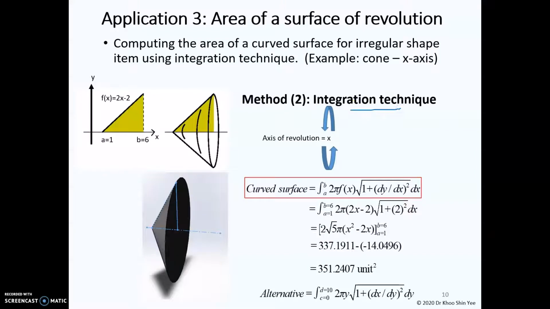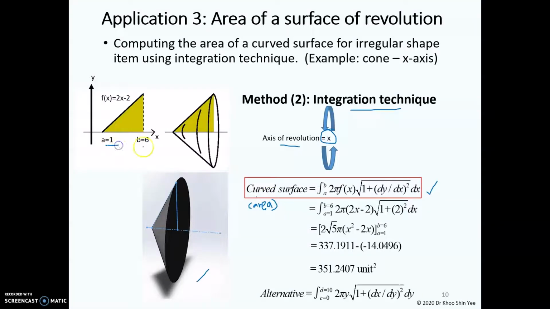Let's use the integration technique to solve the same problem. If you have a function f(x) equal to 2x minus 2 with the limit 1 to 6, and you revolve the f(x) function here with respect to the x-axis, then you can see that you will form a cone like this. So we can continue to use this formula to find the area of the curved surface.